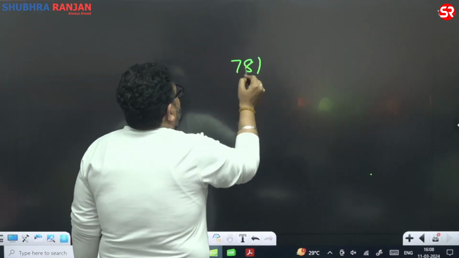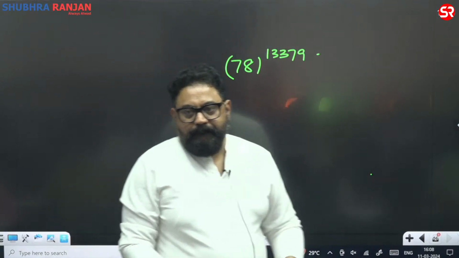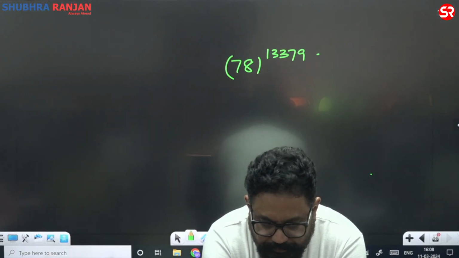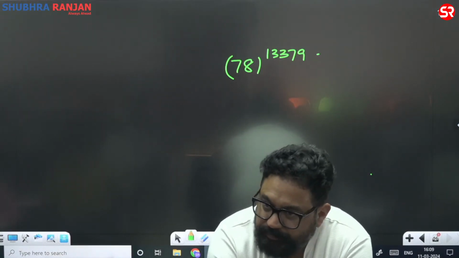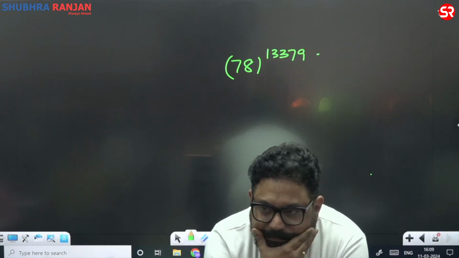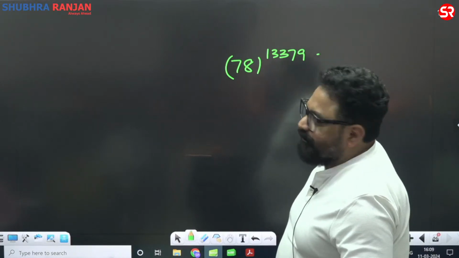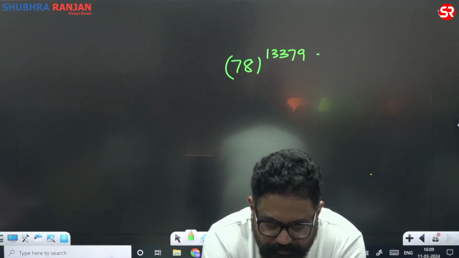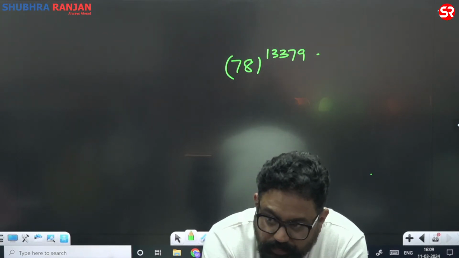What is the unit place of 78 to the power 78 to the power 13379? टू होगा, 2 होगा, है ना. टू होगा है ना, 2 है.